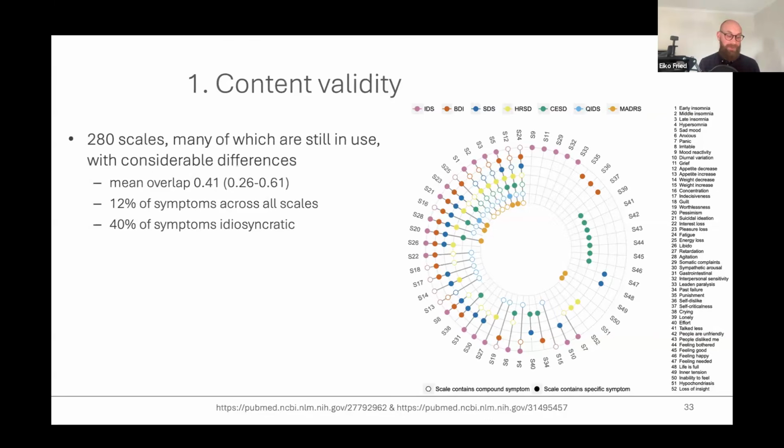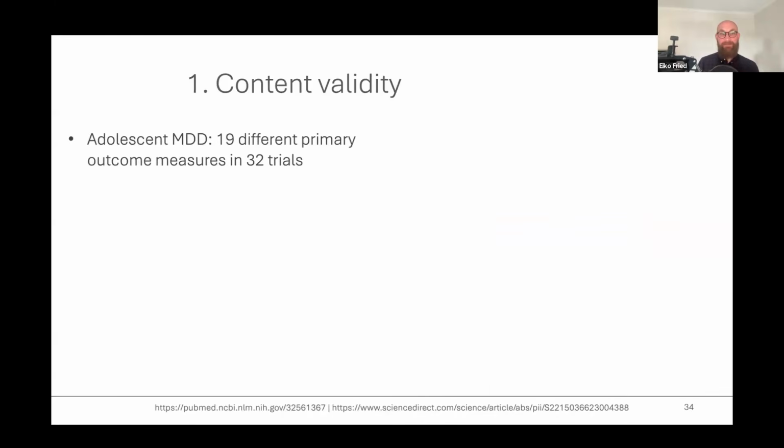So the overlap coefficient here goes from 0 to 1, the Jaccard index, and it was 0.41. And only 12% of symptoms were available across all the scales, and 40% of symptoms were idiosyncratic. So the green dots are symptoms in the CESD, and you can see that the CESD has a lot of symptoms that only appear in the CESD, such as I talked less, people are unfriendly, or people disliked me, which are sort of odd depression symptoms. They were back then, and they are still today. So the CESD would not overlap very much with the other scales here.